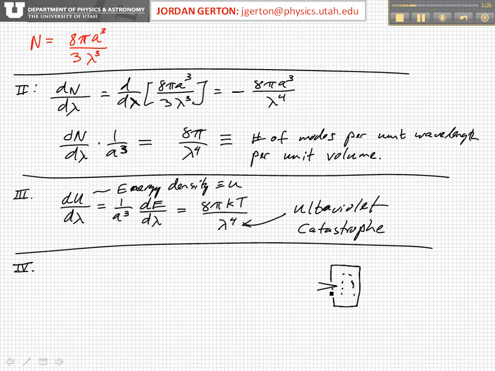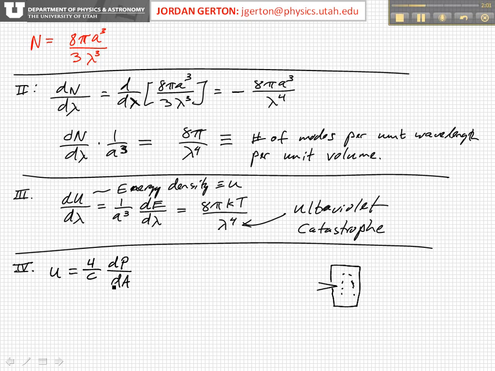I'm going to leave this as a homework problem for you all to determine the relationship between the energy density U and the power radiated per unit area. And what you'll show in your homework problem is that the energy density is related to the power radiated per unit area in this way. It's U = 4/c, where c is the speed of light, times dP/dA.